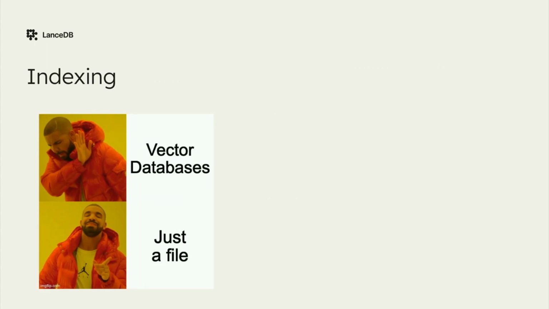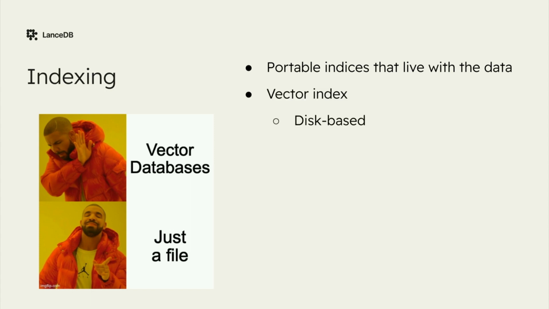The most interesting thing about the indexing feature in Lance is that it makes every single Lance dataset also a vector database, so that instead of having to copy your data into a vector database, it's just a file, right? So it's portable indices that live with the data, just like with Delta Lake, you have portable metadata and schema evolution and manifests that live with the data. With Lance, you get that plus indices that live with the data.